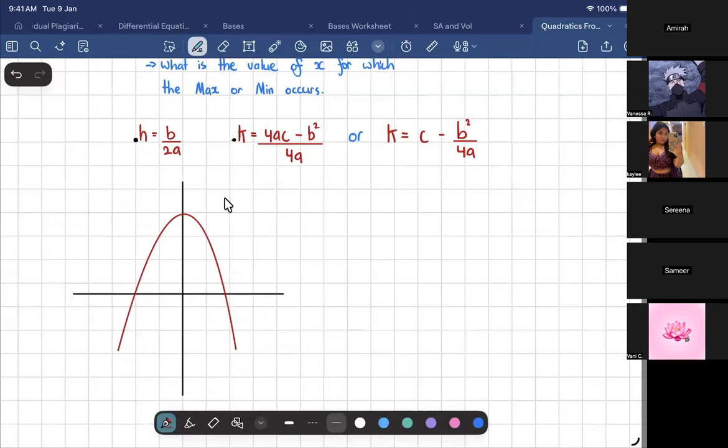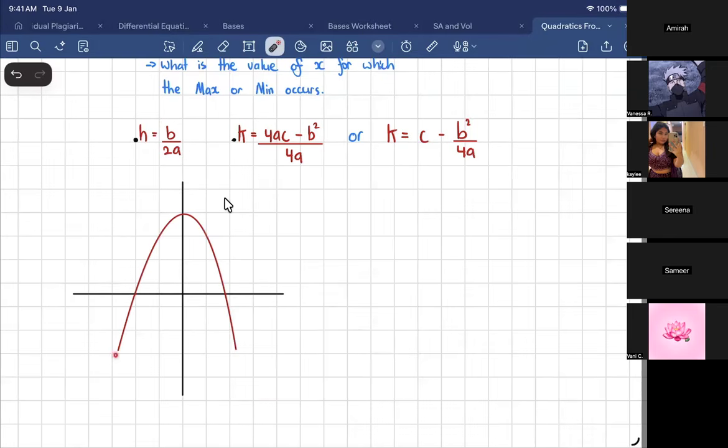A maximum, sir. Max, right, because it's going up to the highest point. It's going up to the maximum point and it's going down. Now, for this type of quadratic, what would the coefficient of x squared be? Would it be positive or negative? Negative.